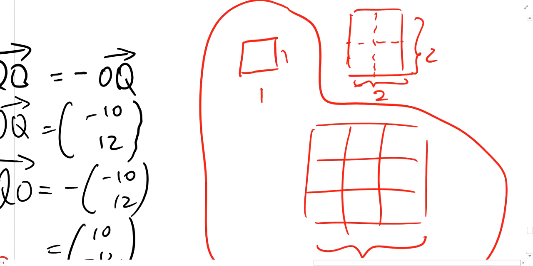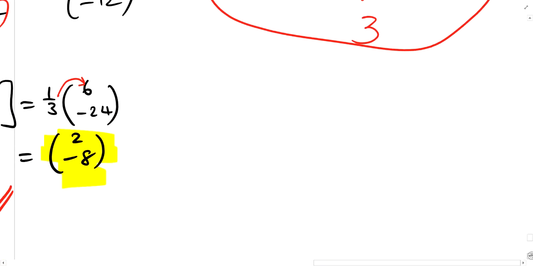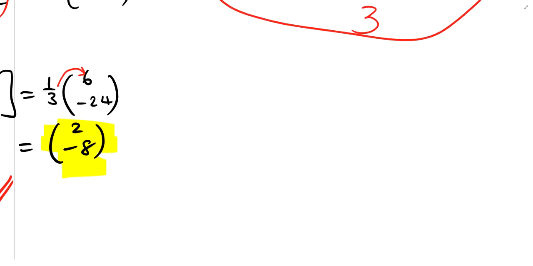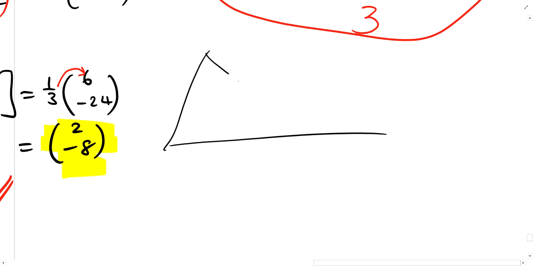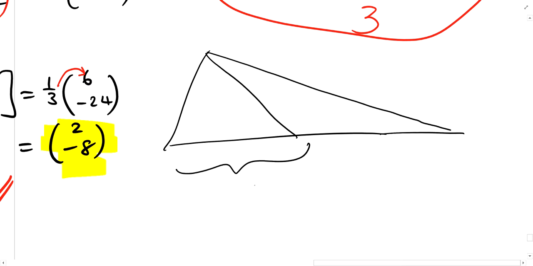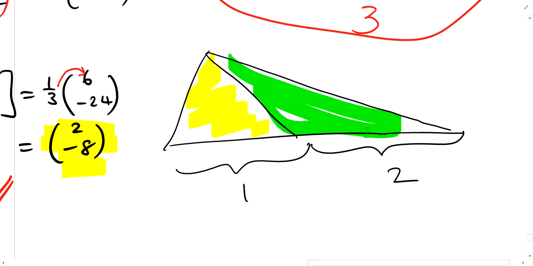So I think the last lesson we talked about the ratio of area of triangle, but for this type of triangle. So let's say this is 1, this one is 2. What is the ratio of the smaller triangle, the yellow triangle, to the green triangle? What's the ratio of area?